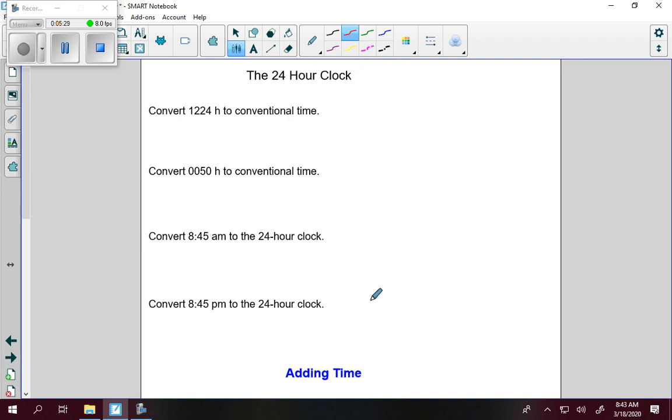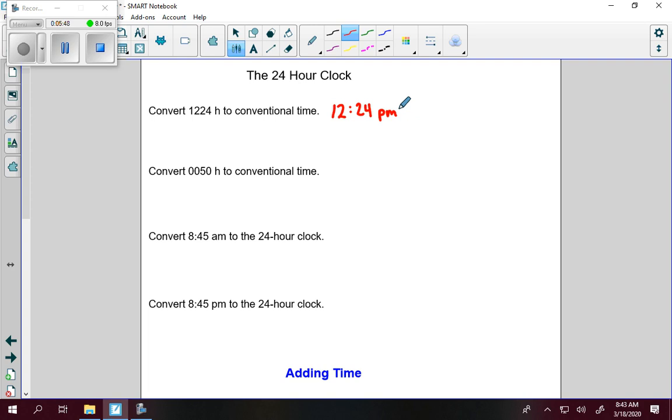If we had a 24-hour clock, if we convert 12:24 to the conventional time, it would be just 12:24 p.m. because it's after midnight, 12 hours and 24 minutes. So 12:24 and then p.m. because we're talking about conventional time.